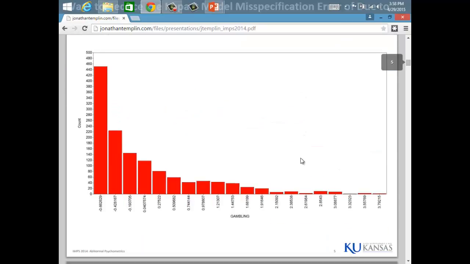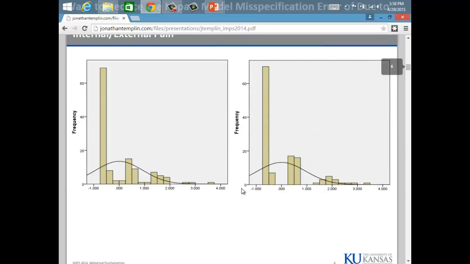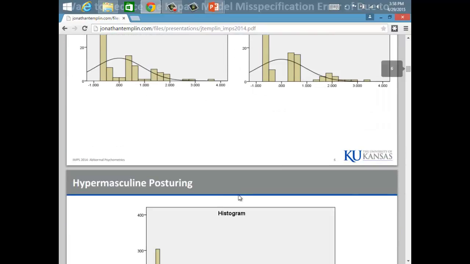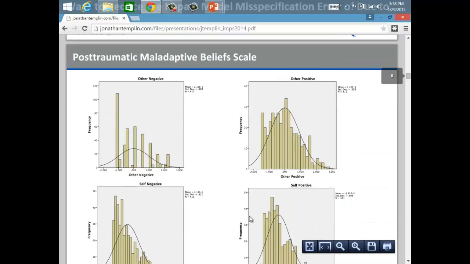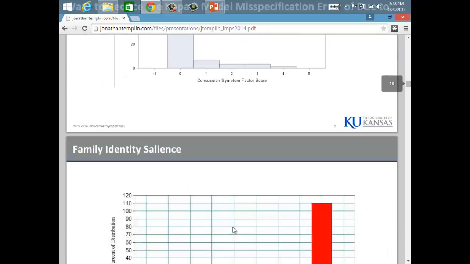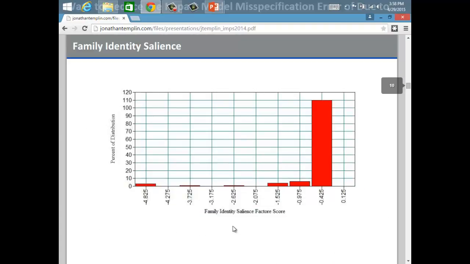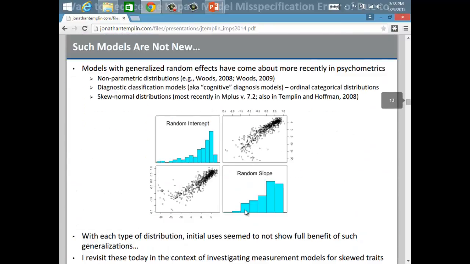Because we saw the gambling one. Here's pathological gambling. Here's more gambling. This is internal and external pain. That does not look normal. Hypermasculine posturing. I like that one. Maladaptive beliefs. Concussion symptom, of family identity salience. I mean, these are all factor scores from things that we see in surveys out there. Sex issues, that's a little bit more spread out.